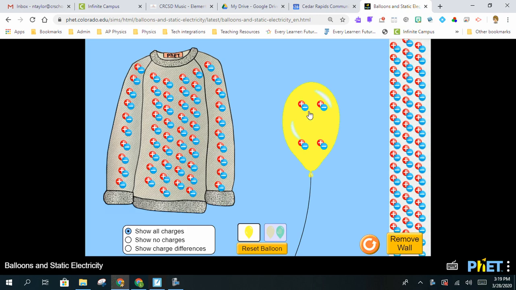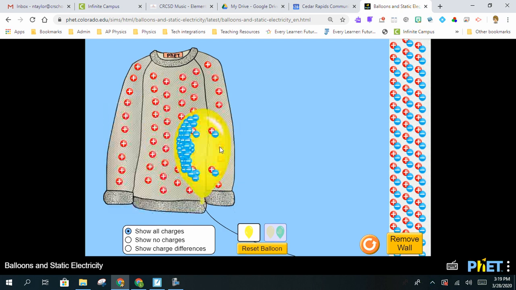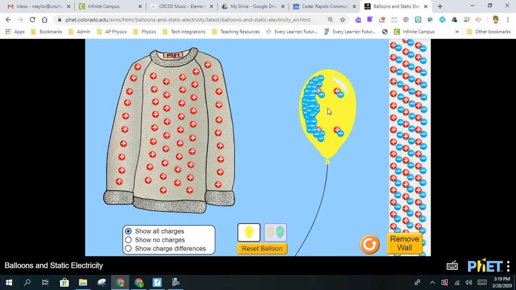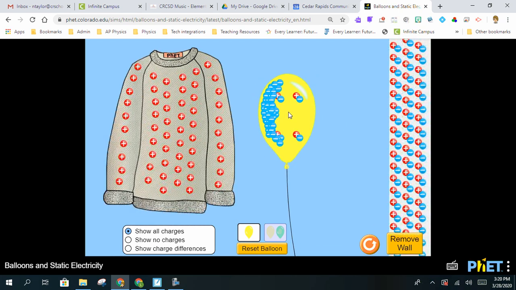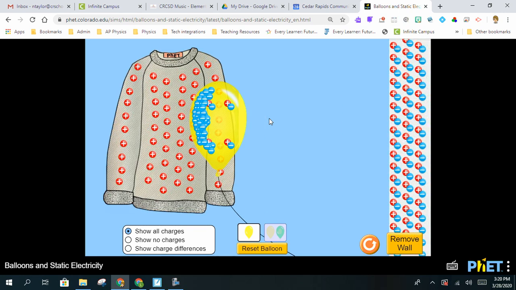And so the first thing that you did when you got onto this app, or maybe at home, like the picture that I had up on the Google Classroom, is I take this balloon and I rub it on my sweater. It now becomes positively charged and my balloon becomes negatively charged. And no surprise, if I let that balloon go, it attracts to that positively charged sweater.